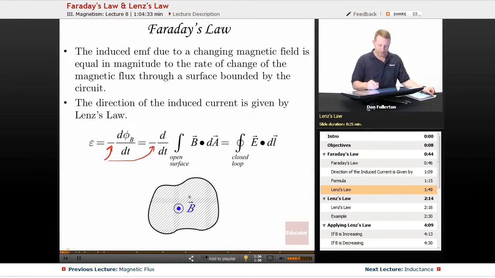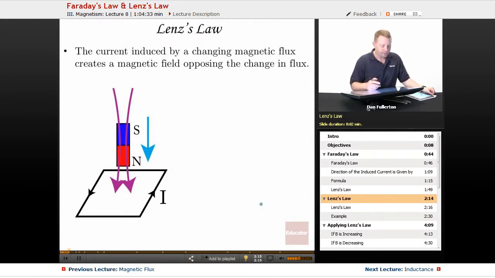So we have our surface, we have magnetic field through it, and the area is changing, or the magnetic field strength is changing, which leads to an induced potential difference in the circuit. The direction of that, whether it's going clockwise or counterclockwise, comes from Lenz's law. So let's go to Lenz's law here. The current induced by a changing magnetic flux creates a magnetic field opposing the change in flux. Or the way I like to think about it is, if something's changing, the induced current or the induced potential difference wants to counteract that.